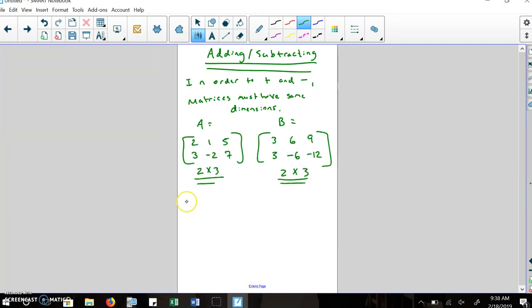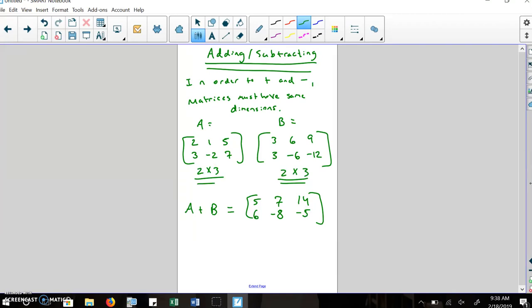So, for example, if I wanted to do matrix A plus matrix B, all I would do is add the corresponding entries. So super simple. Row 1, column 1 in matrix A, I would add with row 1, column 1 in matrix B. So 2 plus 3 is 5, 1 plus 6 is 7, 5 plus 9 is 14, 3 plus 3 is 6, -2 plus -6 is -8, and 7 plus -12 is -5.